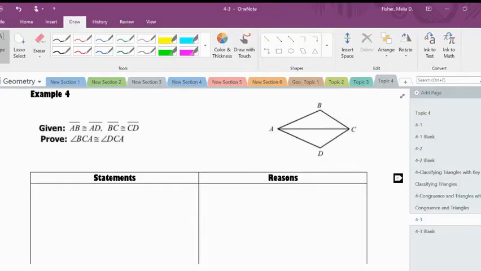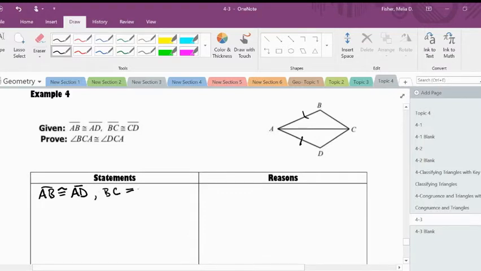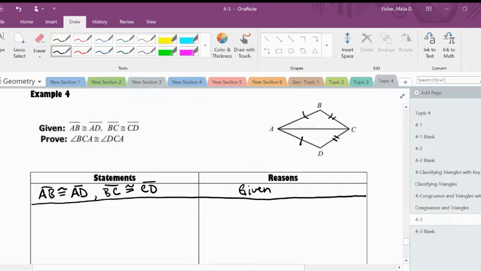Example 4, we're going to do another proof. And we're going to start with our given information, where AB is congruent to AD, and BC is congruent to CD. And that is our given information. That's the reason we know that it is true. I'm going to trust it.